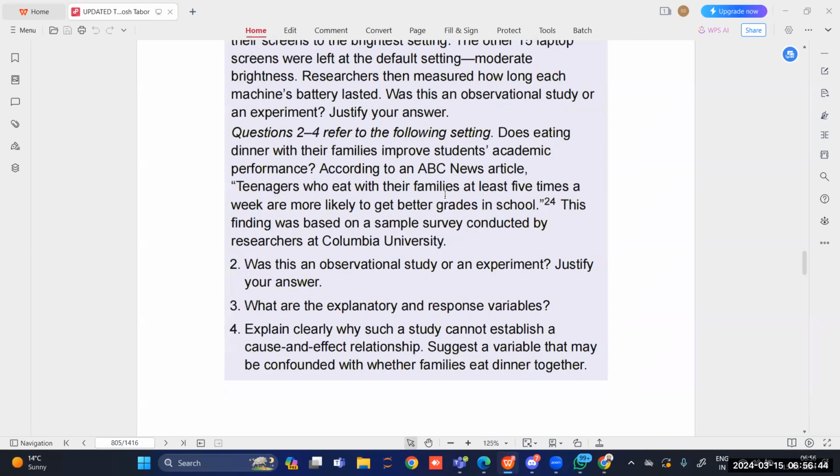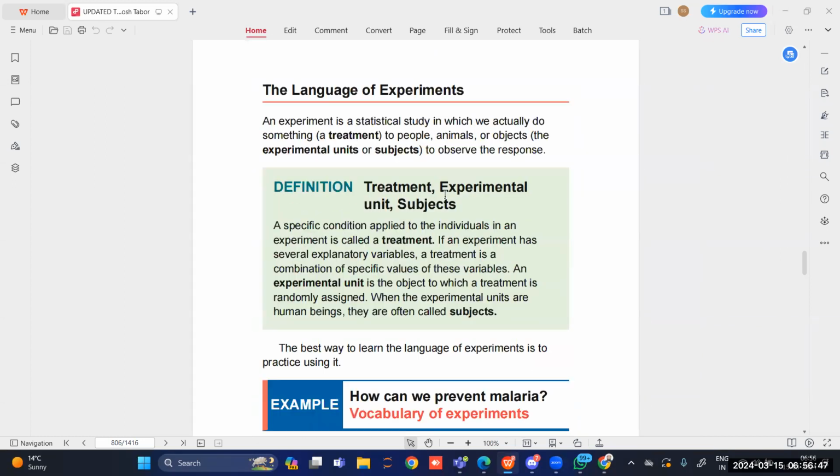So you can do this question on your own. We'll go on to the next topic. I'll just give you an introduction to it. The language of experiments. An experiment is a statistical study in which we actually do something. I've told you, an experiment is generally something we do on the ground level, not just commenting on it, to people, animals, or objects. These are the experimental units or subjects, to observe the response. Treatment, experimental unit and subjects. A specific condition applied to the individuals in an experiment is called a treatment. So when we are measuring something, avoiding something, or giving some special thing to an individual, it is called a treatment.